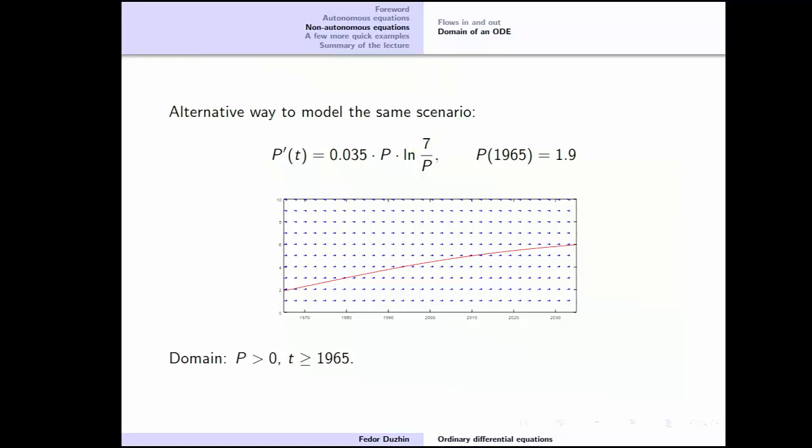But of course, since we have the division and the logarithm here, now p cannot be negative, but p cannot be 0 either, because we have 7 over p. But still, the initial point is 1965.